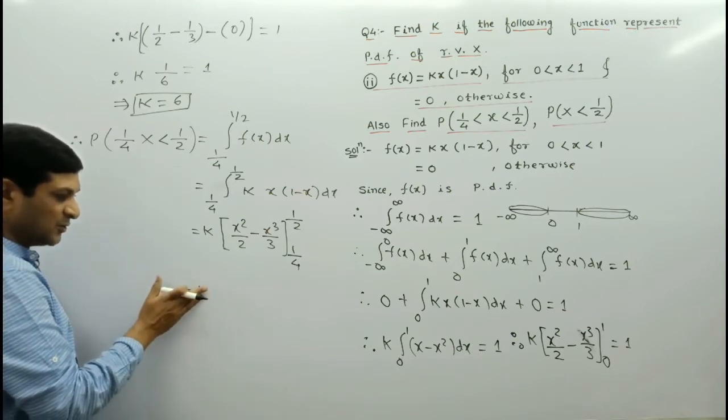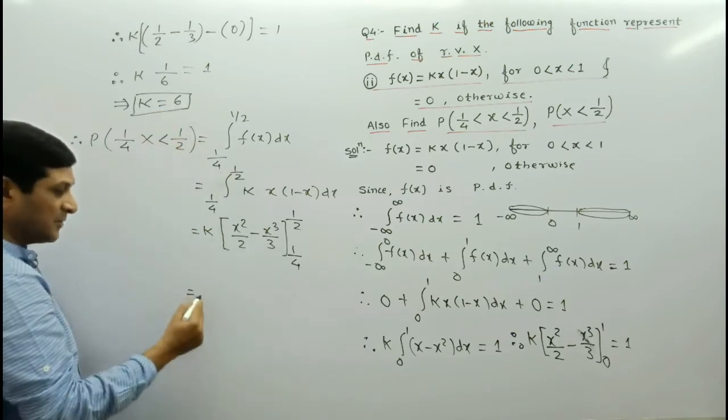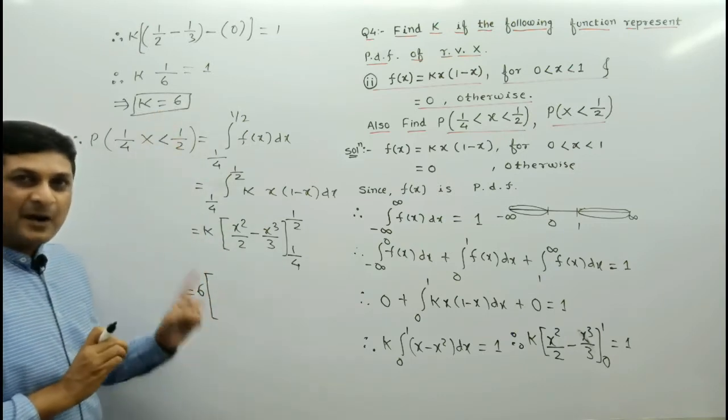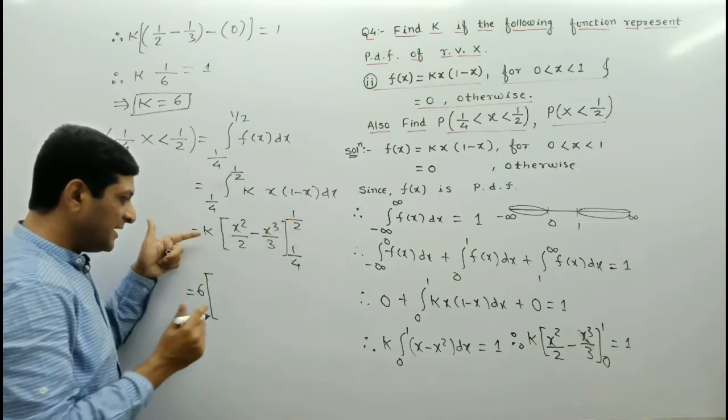So which is equal to k. The value of k is also known to us. What is the value of k? k will be equal to 6. So replace k by 6 here. First I am replacing x by the upper limit, meaning by 1 by 2. Let us see what we'll get.